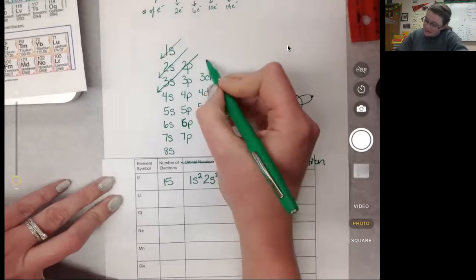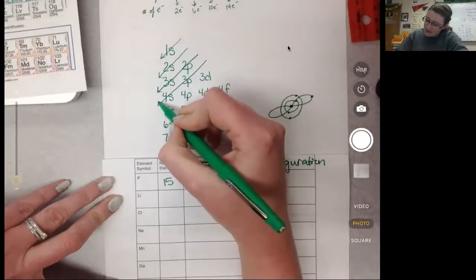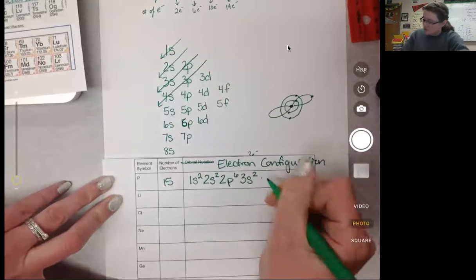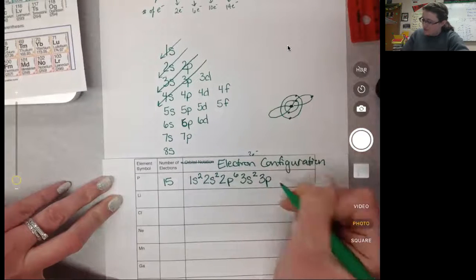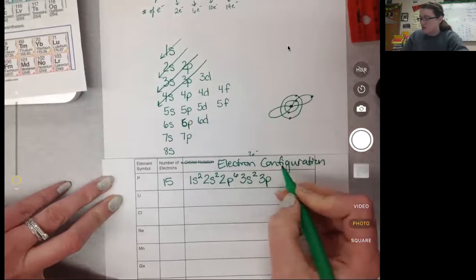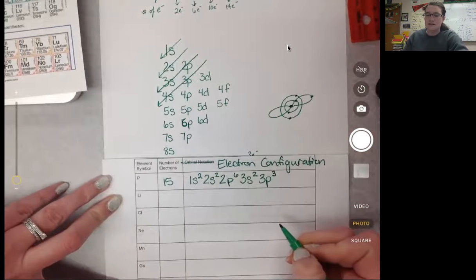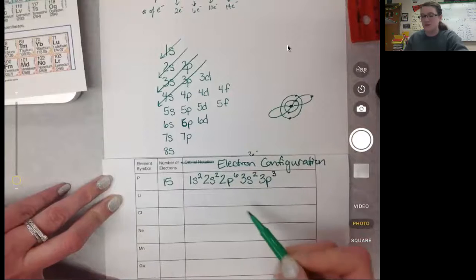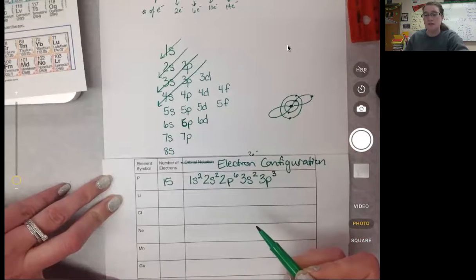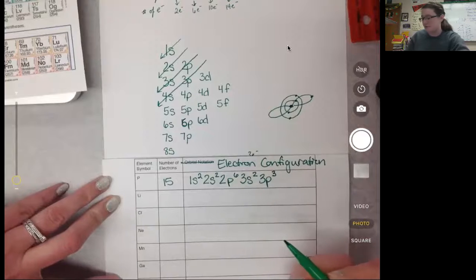And so my next diagonal tells me I fill 3p. So I'm going to come in and fill 3p. Well, I've already done 12 electrons, so I only have 3 in that p orbital, because that's all the electrons I have for phosphorus. And so this is the electron configuration for phosphorus: 1s2, 2s2, 2p6, 3s2, and 3p3.